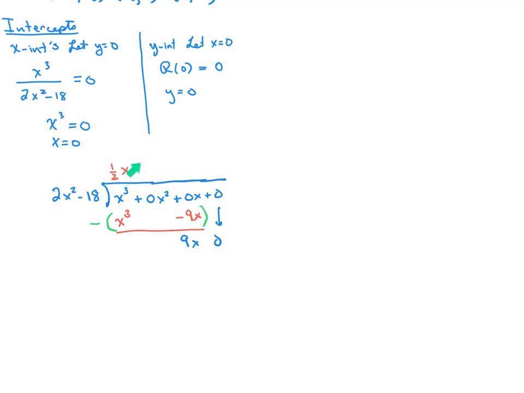So our slant asymptote is going to be y equals our quotient. 9x is our remainder. So our slant asymptote, or oblique asymptote, is y equals 1/2 x. So let's go ahead and graph that.